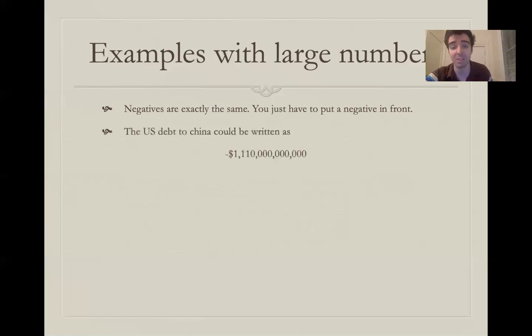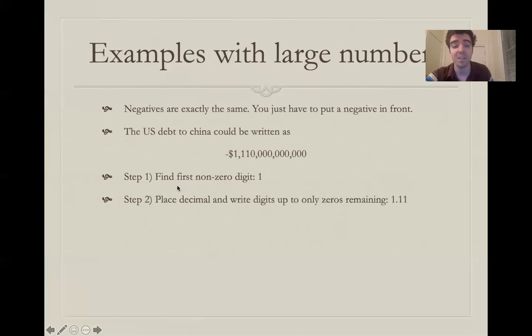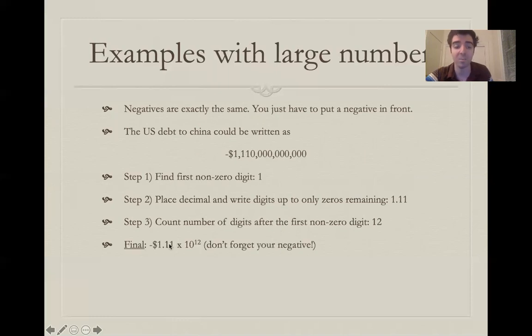Let's give a concrete example. Let's say that I think the U.S. debt to China is a little over $1 trillion right now. I'm writing a negative here because it's money we owe. First step: find the first non-zero digit. It's going to be a 1 again. Then place a decimal right after it and write as many digits as you can until there's only zeros left. Step 3, count the number of digits after the first non-zero digit. It's going to be 3, 6, 9, 12. So 1.11 times 10 to the 12 with that negative out front. Okay, but pretty much exactly the same.